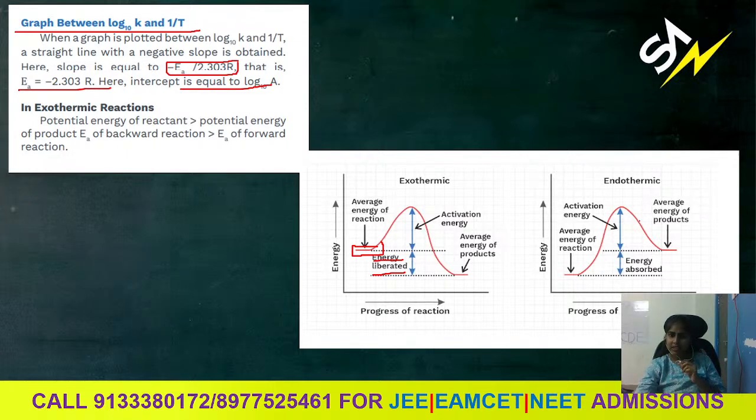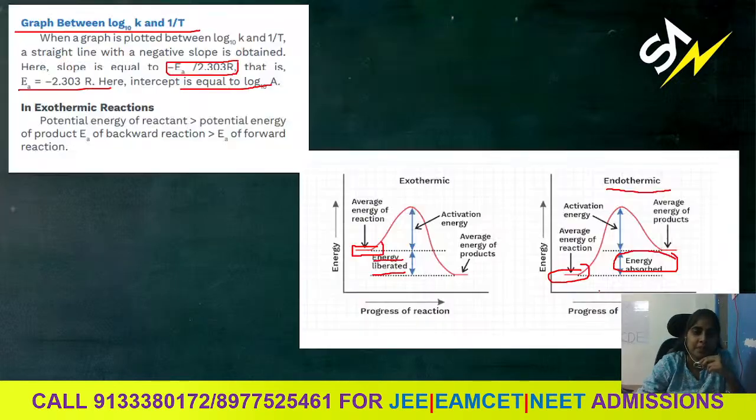For endothermic reactions, the average energy of the reactants is shown here. Since it is an endothermic reaction, energy is absorbed. So the energy of the reactants will be very low compared to the energy of the products, because the energy is absorbed. By taking its activation energy, it is converting into products. So this is the graph showing an endothermic reaction.